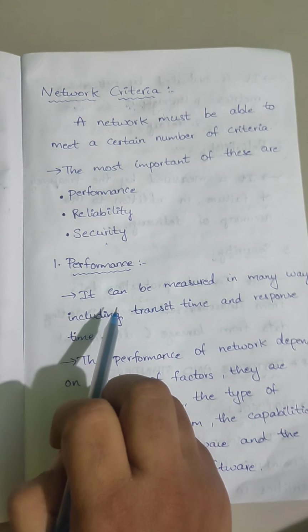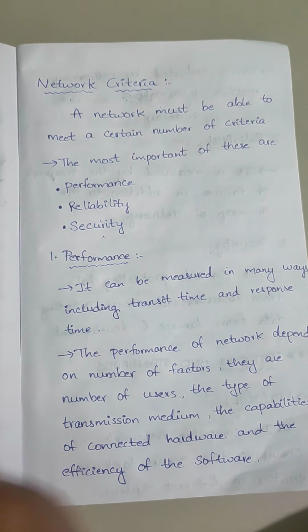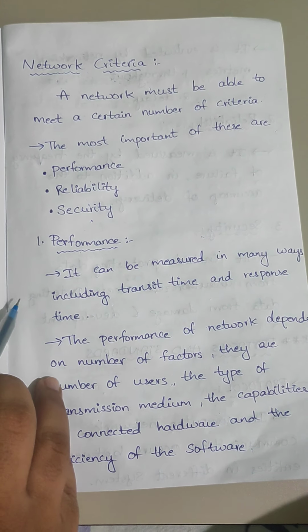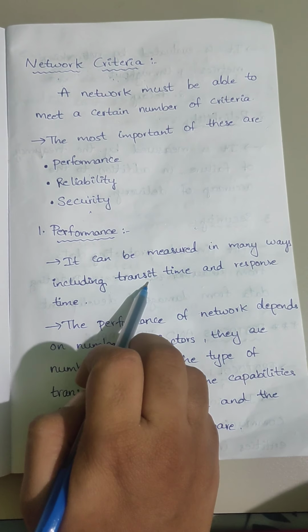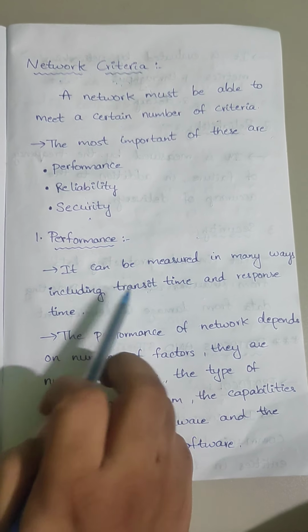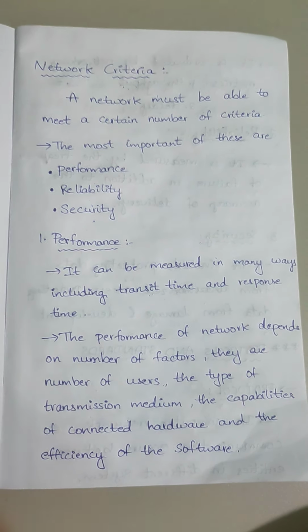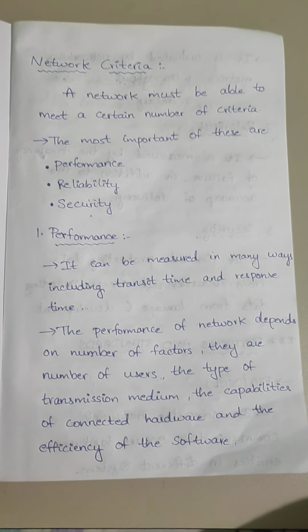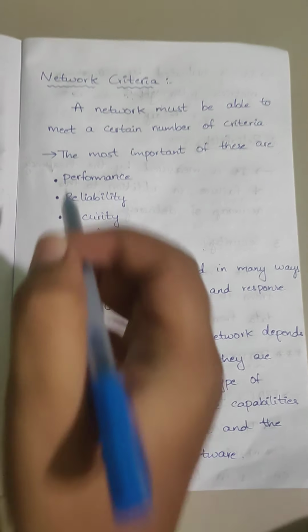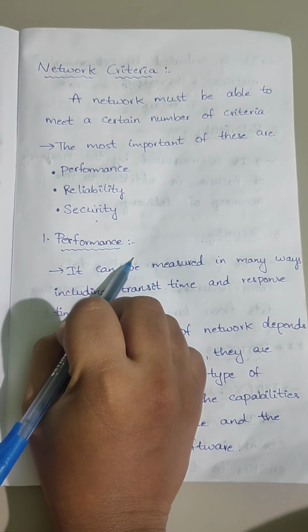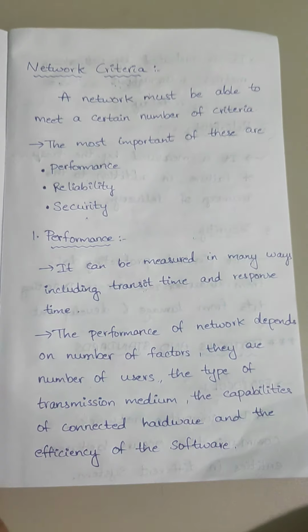First one, performance. Performance can be measured in many ways, including transit time and response time. First, transit time. Transit time is the time required for a message to travel from one device to another device. And next is the response time. Response time is the elapsed time between an inquiry and a response.